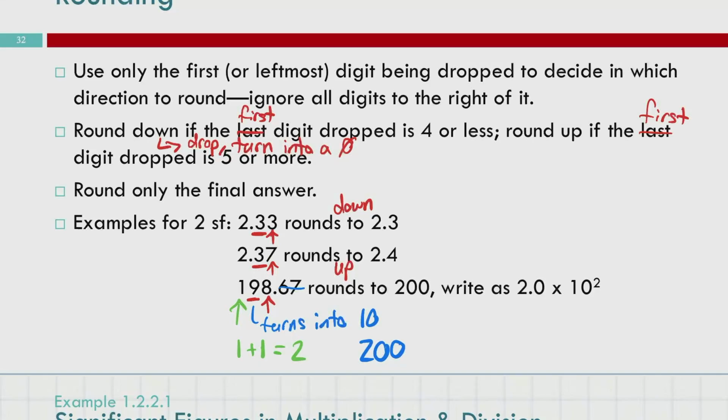The issue that we would have with this number is that it's ambiguous about how many significant figures. We know that it's 2 significant figures. We need to show that, and so we would turn this into scientific notation, 2.0 times 10 to the 2.